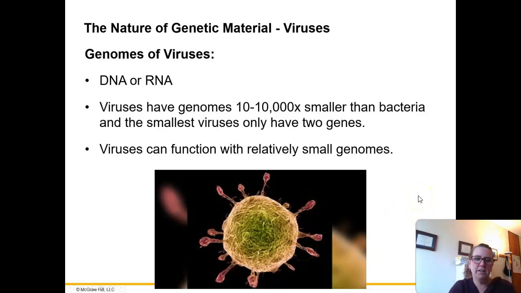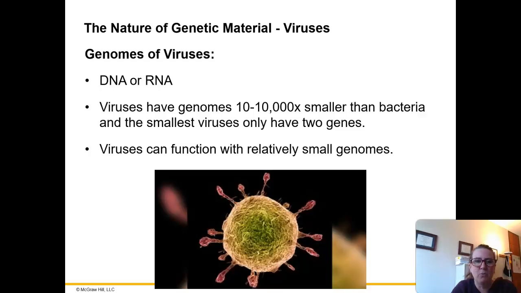Okay, so going on a little more deeply into the genomes of viruses. So this is the coronavirus, and you can see its lovely spikes. Essentially, you already know that viruses will have short segments of DNA or RNA, and then they hijack the host cell that they're invading to use the genetic machinery necessary to make copies of itself. So what we know about viruses is they have teeny tiny genomes, right? 10 to 10,000 times smaller than the bacterial genomes. And even the smallest viruses only have 2 genes.